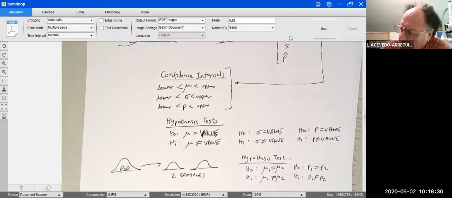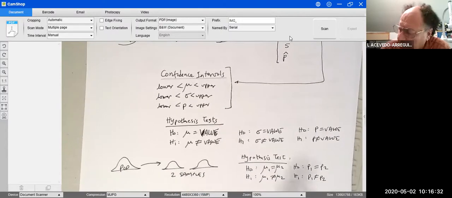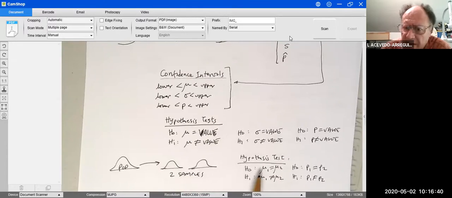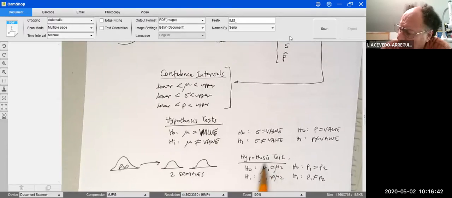Then we collected two samples. That was something that we covered on chapter 11, I think. So we collected two samples and we tested hypotheses, like, for example, whether the mean of the population corresponding to the first sample was equal to the mean of the population corresponding to the second sample.